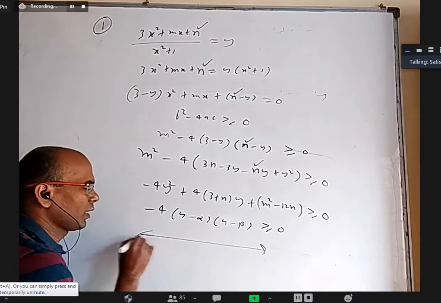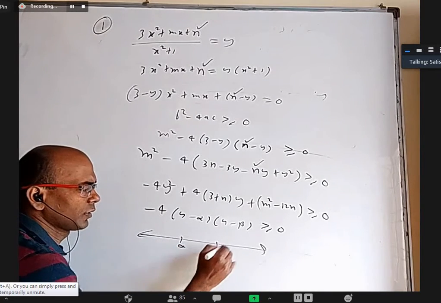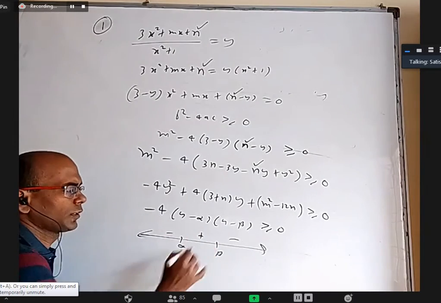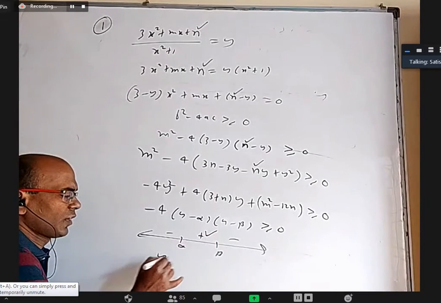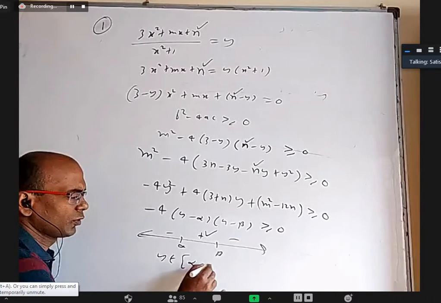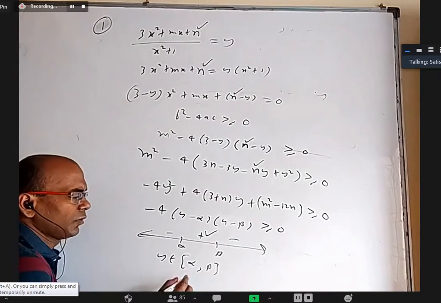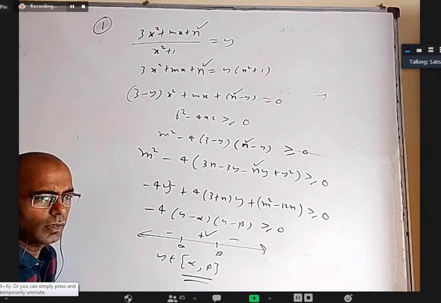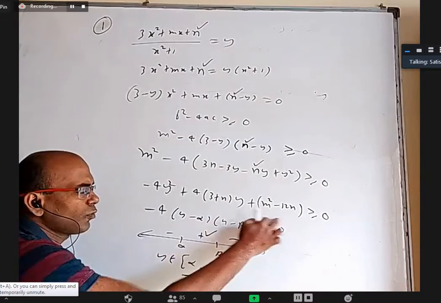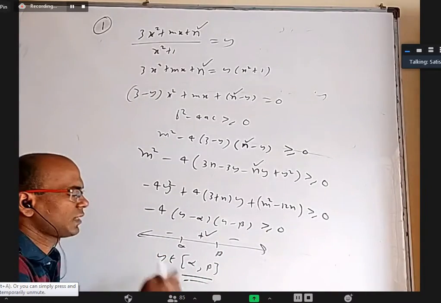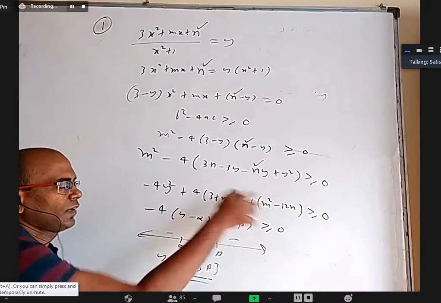I would have got a number line like this, alpha here, beta here, I would have got negative, positive, negative. I'll get that y should belong to the closed interval alpha to beta. One of them may be open, I'll tell you why later. But it would have come like this. Now for us, if m and n are given, what is that alpha beta? I would have told you. But in reverse, alpha and beta are given, I have to find m and n.